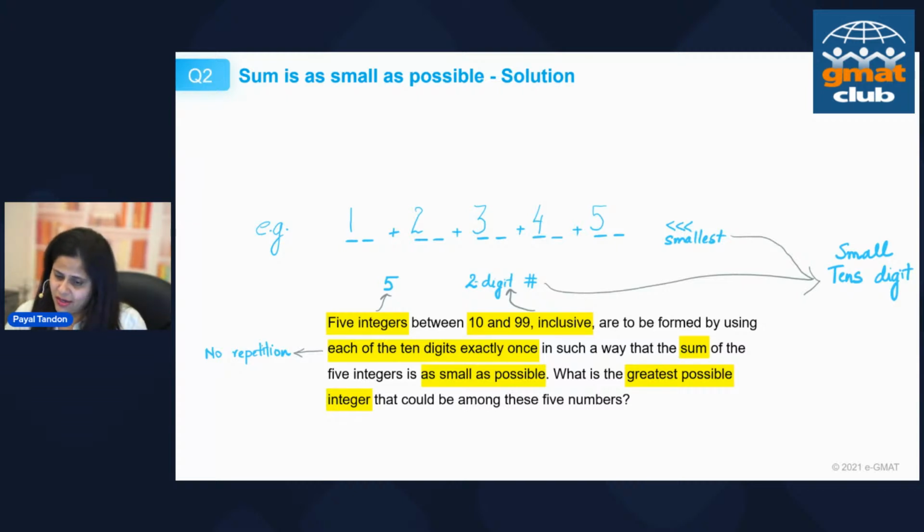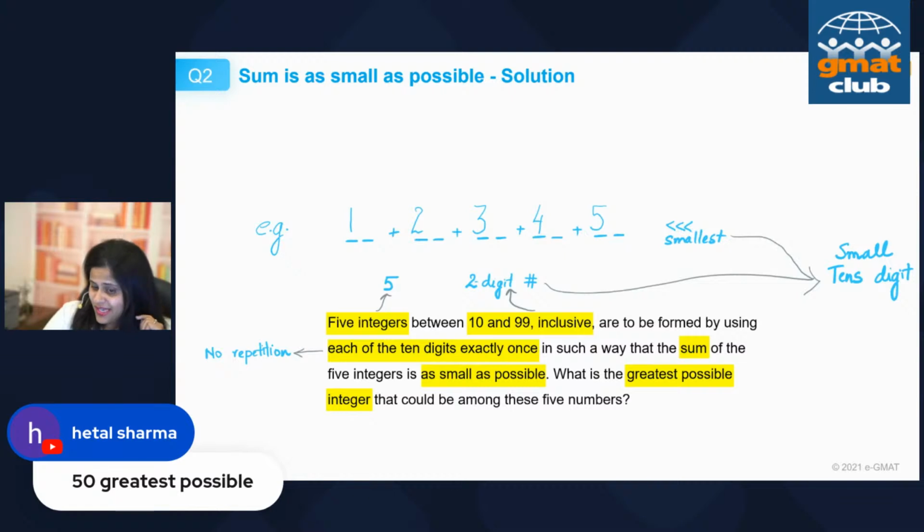Now, what is the second condition? The remaining digits 0, 6, 7, 8, and 9 would need to be placed in the units places. The condition now is to find the greatest possible integer that could be formed. You select the number that has the largest tens digit, which is 5. What is the largest possible number that can be formed with the remaining digits? What will you place in the units digit? You will place 9 with 5, right? So 59 is the greatest one.